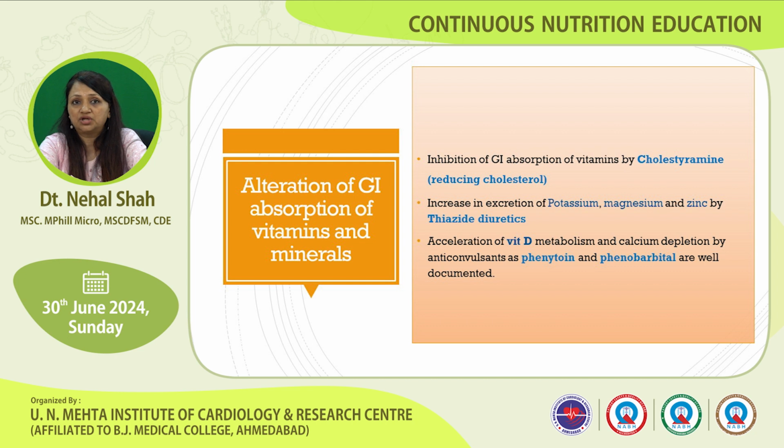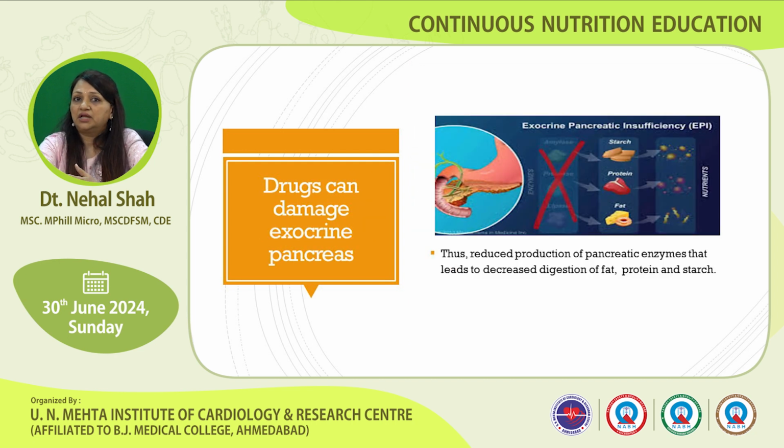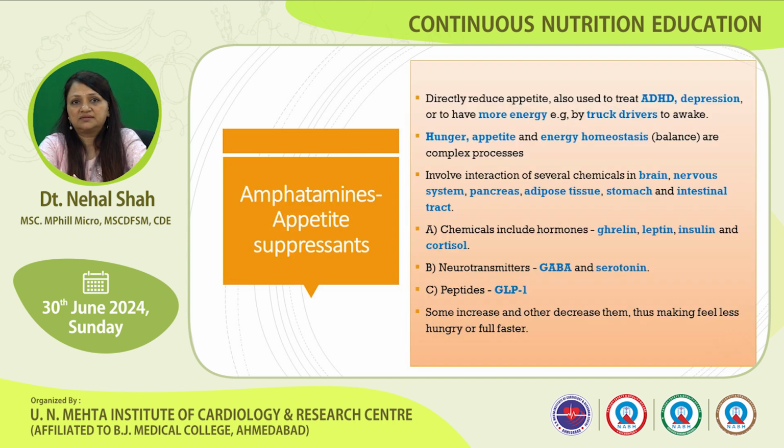that are well documented. Now, drugs can also damage the exocrine pancreas. As we know, pancreas has two functions, one endocrine that manages the glucose metabolism and the exocrine that manages the digestion of fat, protein and starch. Thus, if the exocrine pancreas is damaged, decreased digestion of fat, protein and starch occurs.